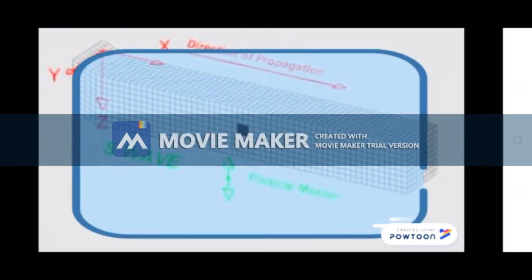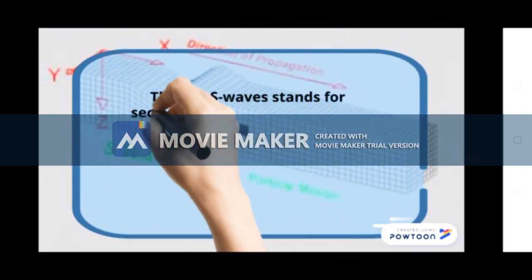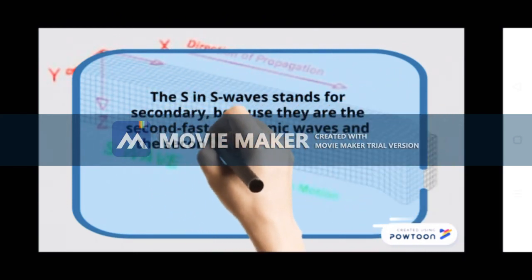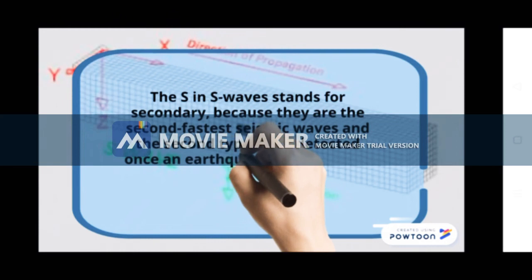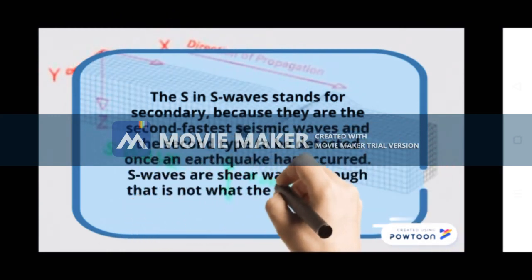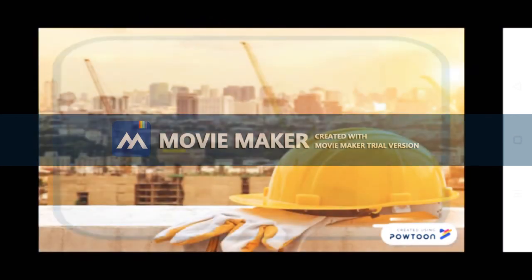P waves are predominantly compressional waves. The S stands for secondary, because they are the second fastest seismic waves and the second type to be detected once an earthquake has occurred. S waves are shear waves, though that is not what the S stands for.